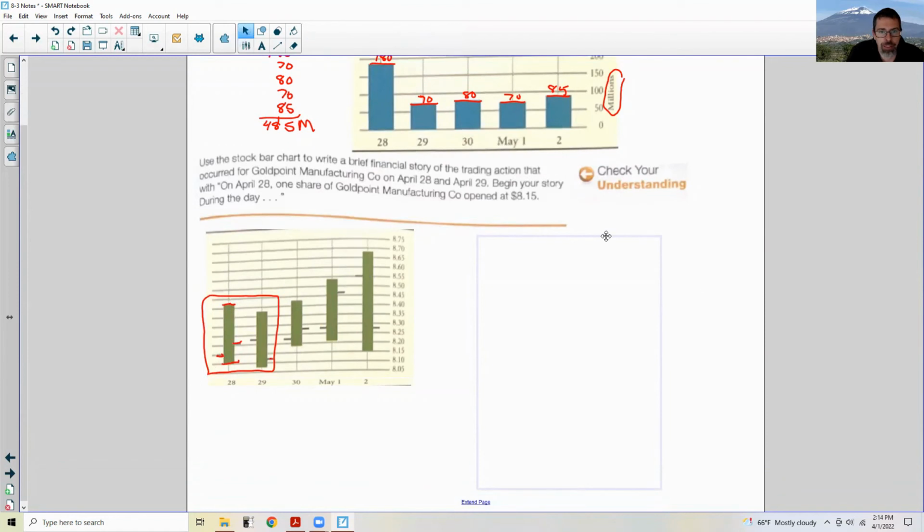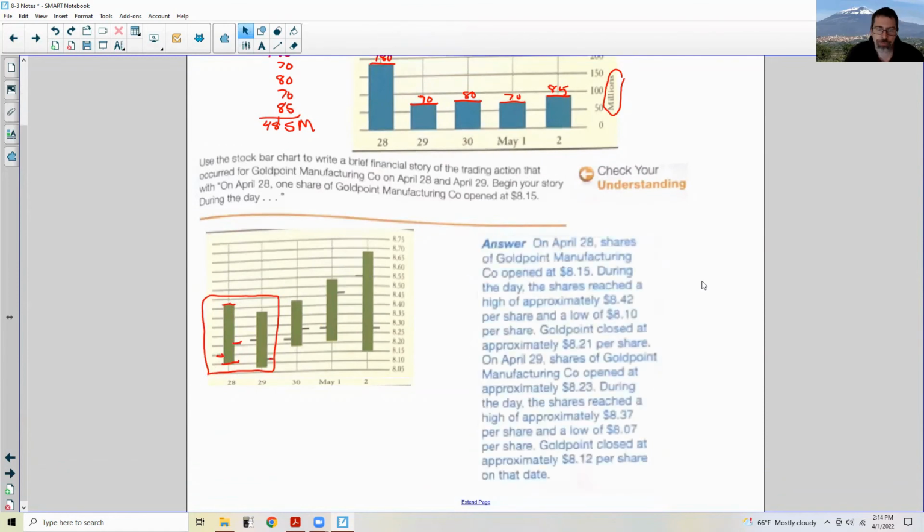And let me recap with the actual words. So on April 28th, shares of Gold Point Manufacturing Company opened at 8.15 right here. During the day, the shares reached a high of approximately 8.42 and a low of 8.10 per share. They closed at approximately 8.21. On April 29th, it opened at approximately 8.23. During the day, the shares reached a high of 8.37 and it dropped to a low of 8.07 and it closed at approximately 8.12 per share on that day. So there it is. That's how you read a chart.